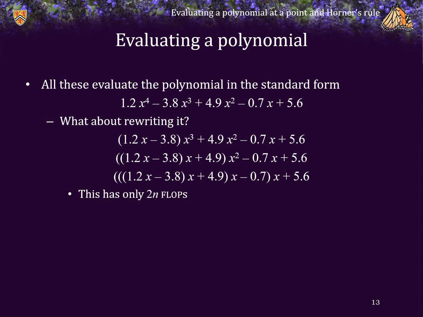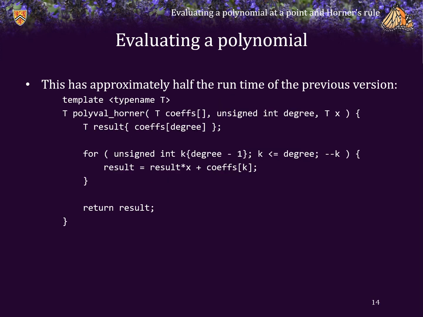You'll notice that this representation only has 2n floating point operations, not approximately 3n floating point operations. So we've reduced the amount of work by approximately a third. This way of evaluating polynomials is known as Horner's rule. What's nice about Horner's rule is that it's actually more efficient than you'd expect. It has only approximately half the runtime of the previous version.